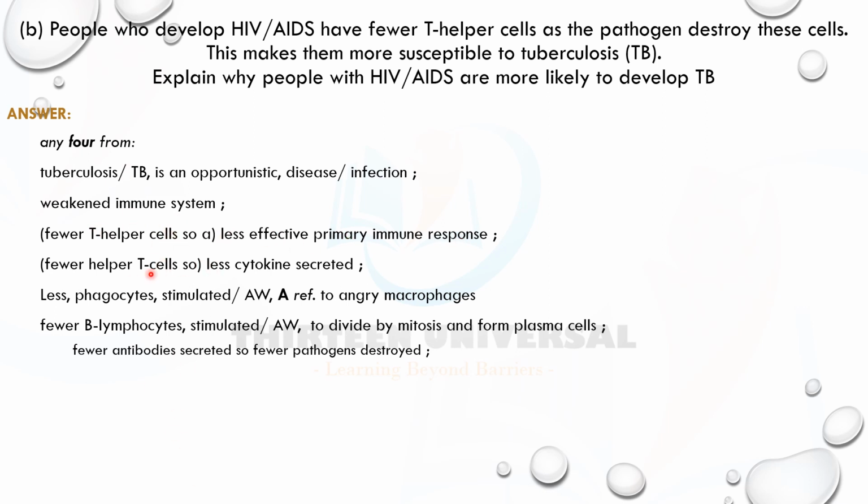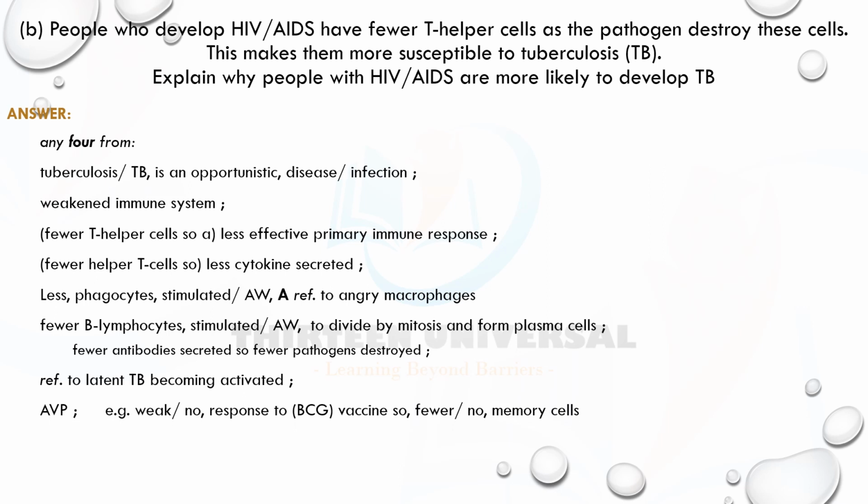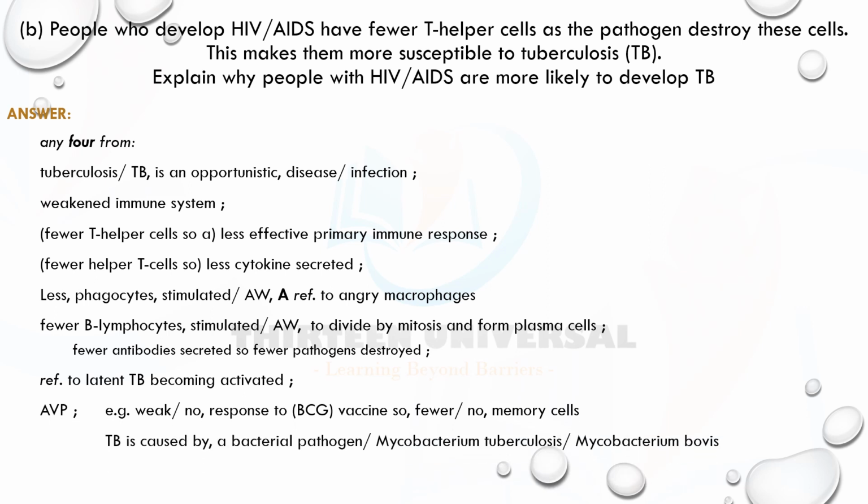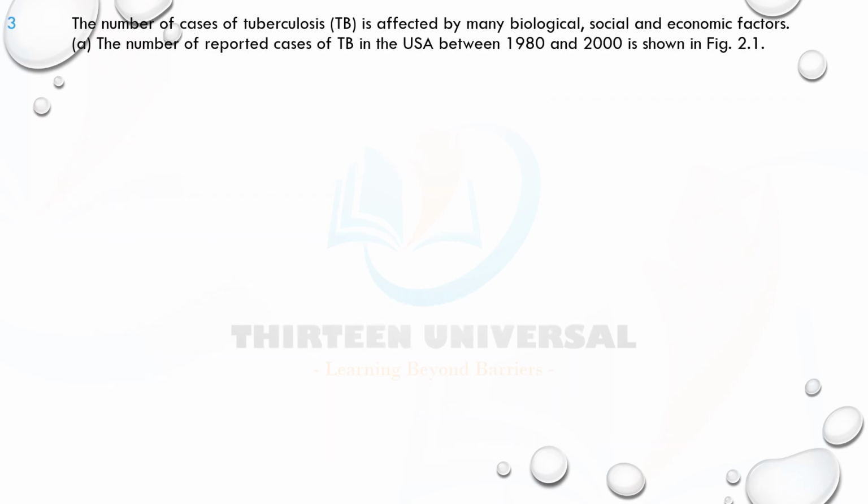Always memorize this. Fewer T helper cells, fewer cytokines secreted, less phagocytosis stimulated by angry macrophages, fewer B lymphocytes stimulated to divide by mitosis and form plasma cells, so fewer antibodies secreted. So there is a weak response to a vaccine, and no memory cells form. That's a lot. The number of cases of tuberculosis is affected by many biological, social, and economic factors.